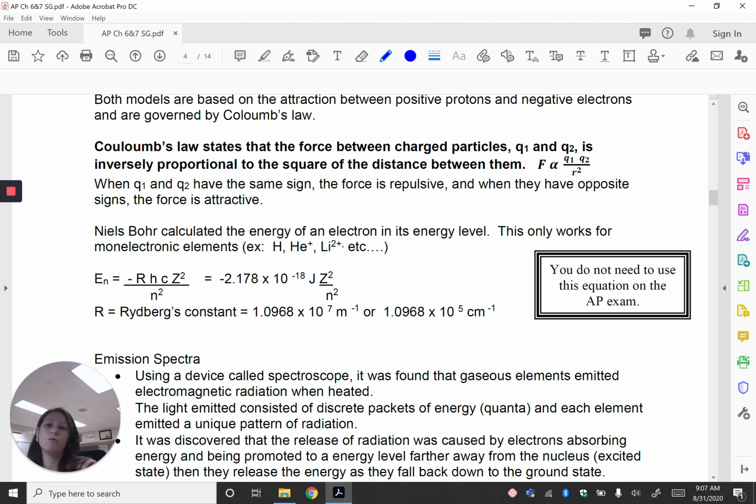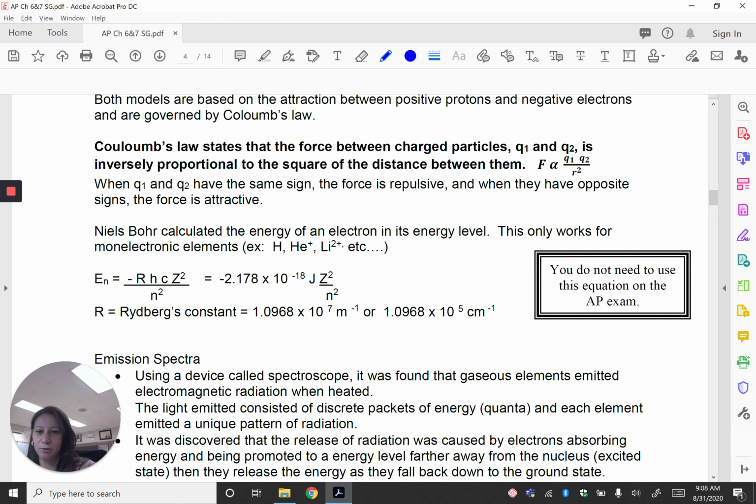So one of the things that Niels Bohr said was that these electrons have these fixed orbitals, or energy levels or energy shells. And he said that we can calculate the energy of an electron in its given shell or energy level. And he had an equation, which is this. And in the past, you used to have to be able to use this equation. You do not anymore. It's not even on the green reference sheet, which means you'll not be asked to use it. But I just want to go over it so that you have it in your notes for when you go to college. So this is the energy of an electron in a certain energy level.